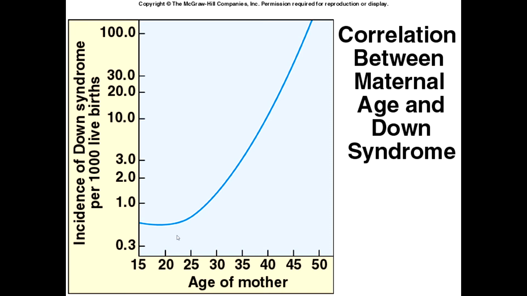But you'll notice here that they did a correlation between maternal age and Down syndrome. And notice the incidence of Down syndrome increases exponentially after age, say, 35 or so.